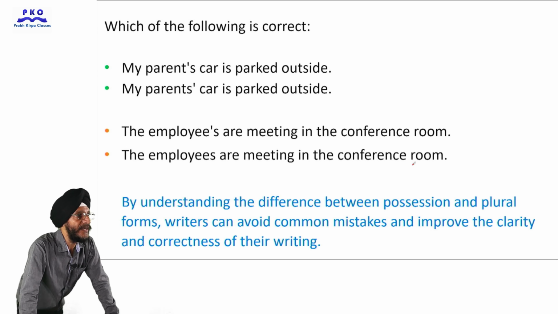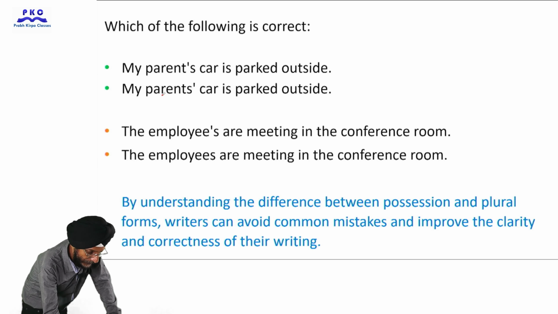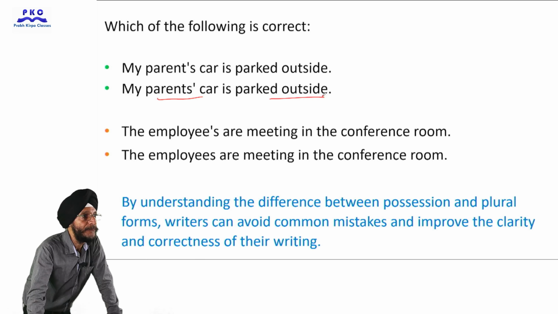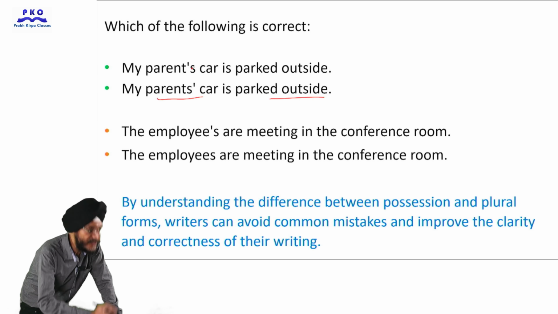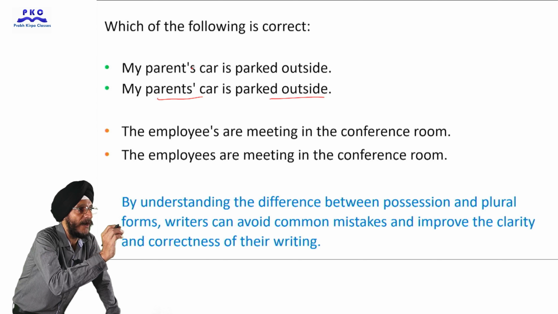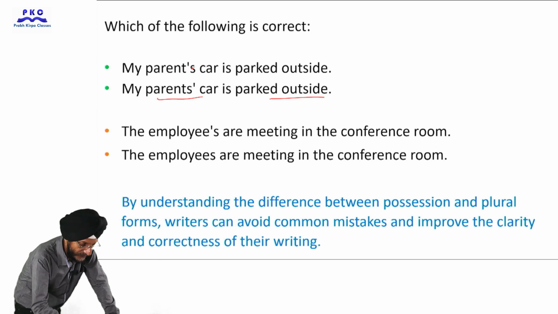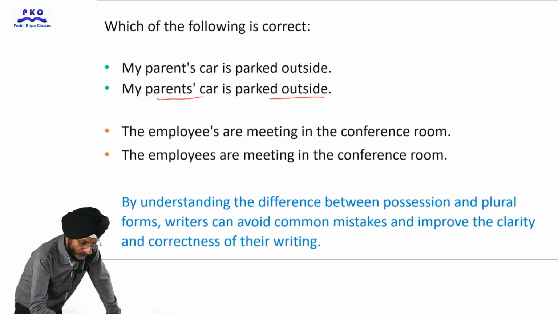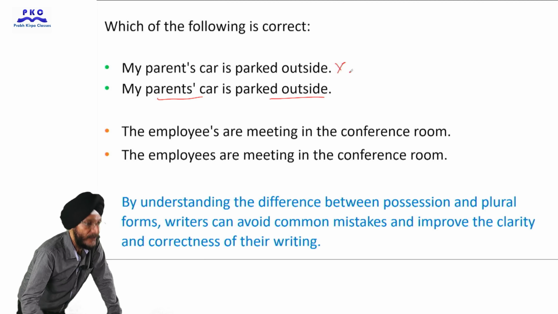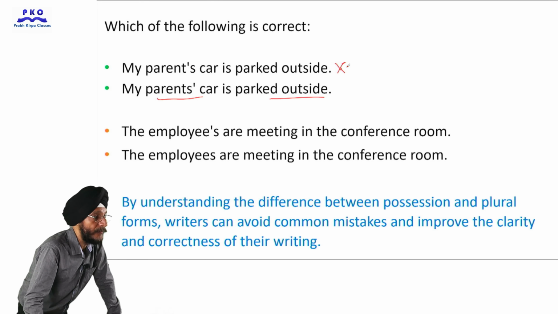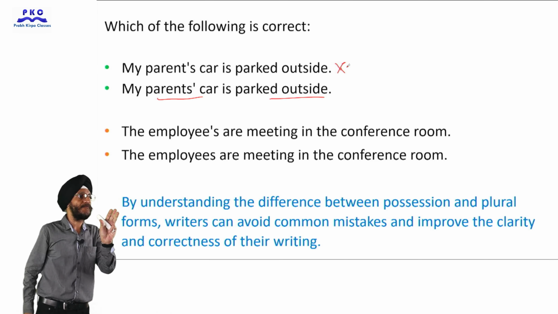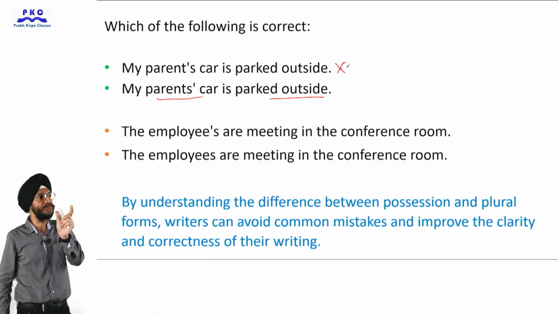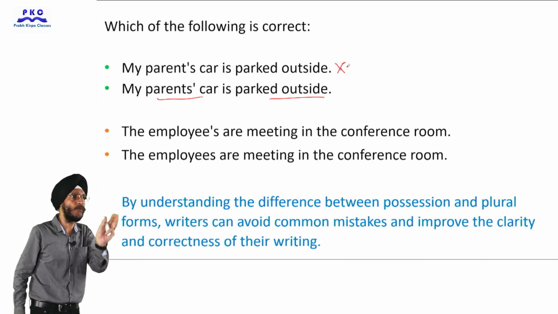Next is, my parent's car is parked outside. Next is, my parents' car is parked outside. In the first case, there is apostrophe s after parent, and in the other case, parents apostrophe. So here it is wrong because the car belongs to both the parents and the parents are plural. The car belongs to both the parents.